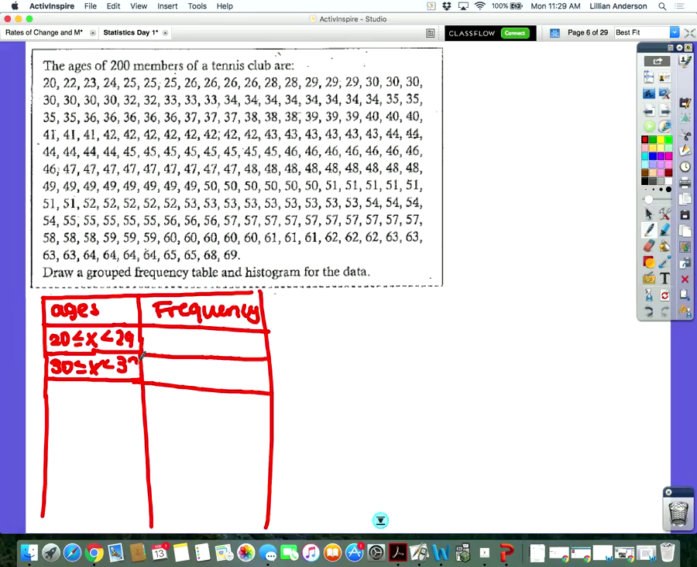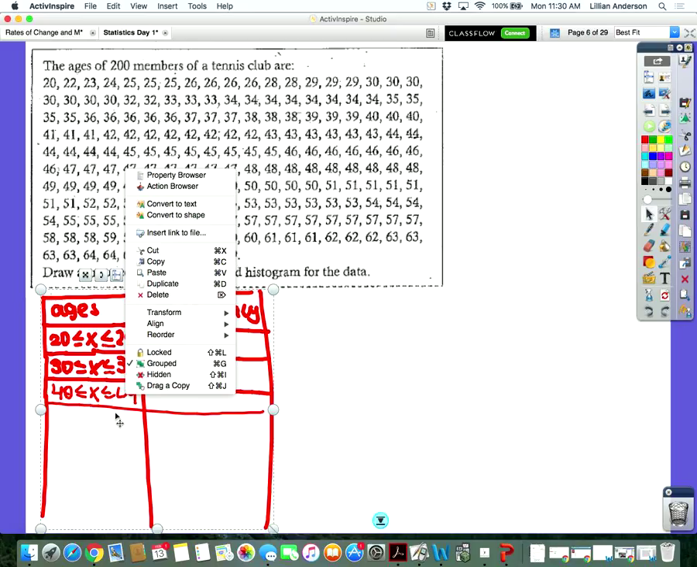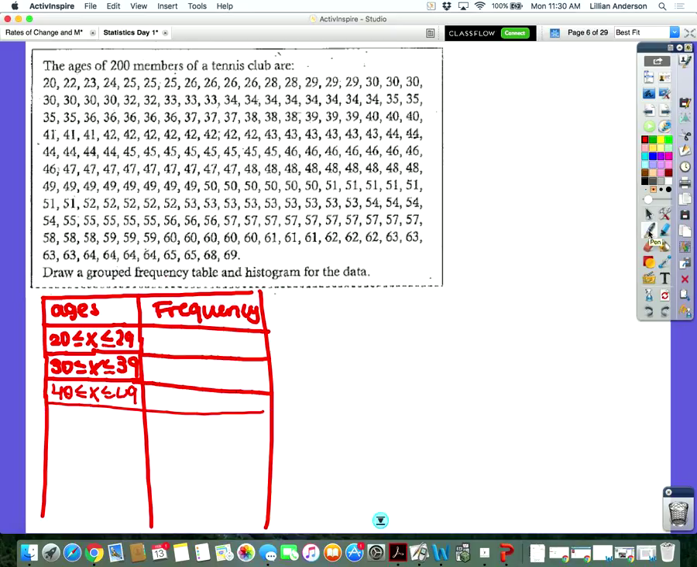Would it be less than or equal to 29? Oh, now they're good. This button stop? Smack it. Too much. I'm going all the way to 69. Yep.